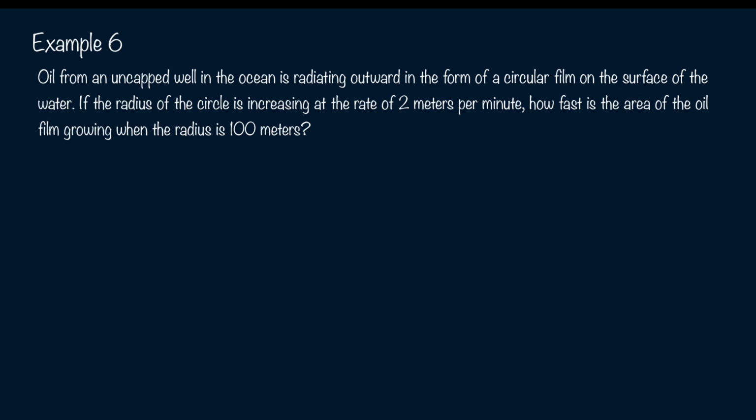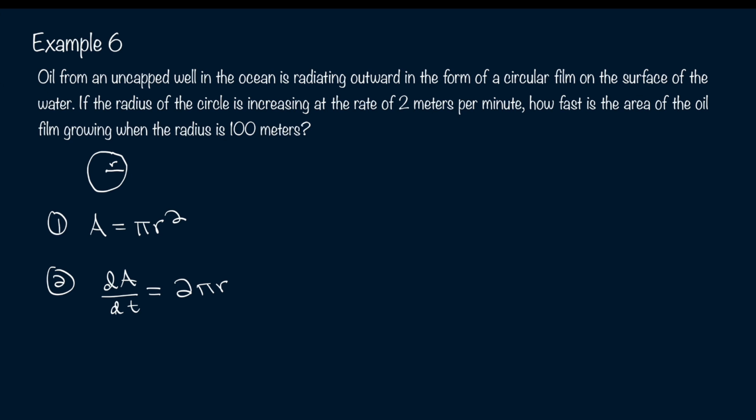Okay, so the first thing we want to do is draw a circle, and then we are going to call this r because we're looking for the radius. So what do we know? We know the area of a circle is equal to pi r squared. Secondly, we're going to take the derivative of that. So we have dA over dt equal to 2 pi r times dr over dt.